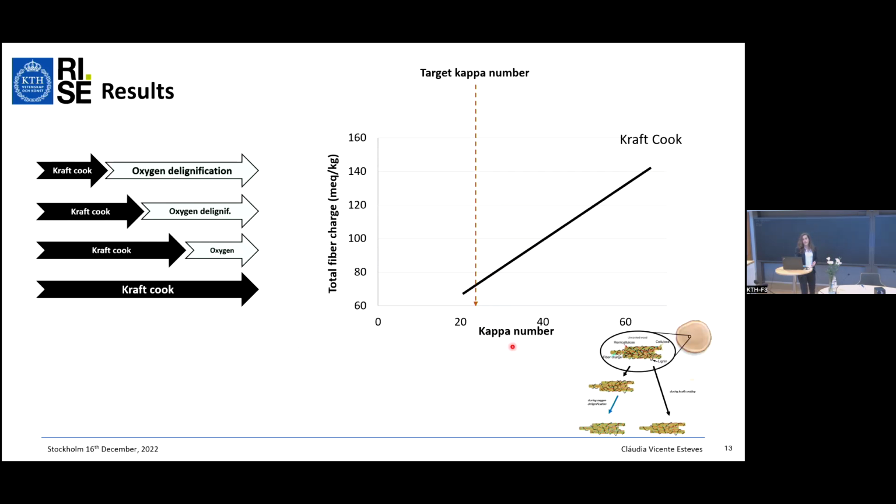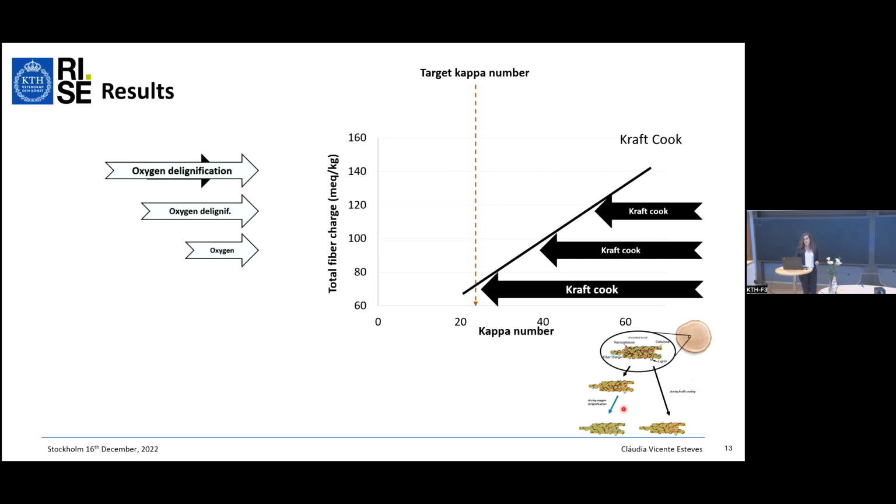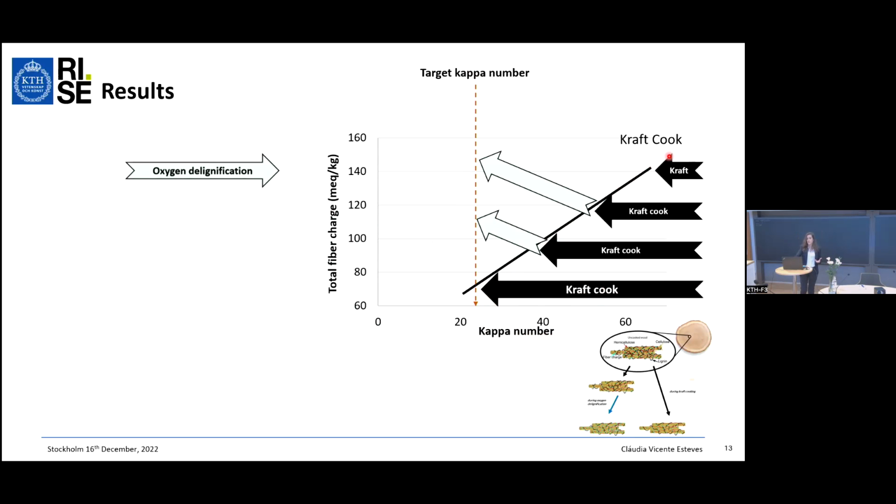And if you remember this picture that I showed before, now I will give you real examples of what is going on. So these 4 kraft cooking trials that I did, if you look at the graph, we have the total fiber charge, that is the same as the carboxylic acid groups that oxygen can introduce, and the kappa number, that is lignin content. So looking at this target kappa number, and as this is our reference trial, we can see that we have different fiber charges if you stop the cooking at different lignin contents. And then if you do oxygen lignification, you will increase these fiber charges even more.